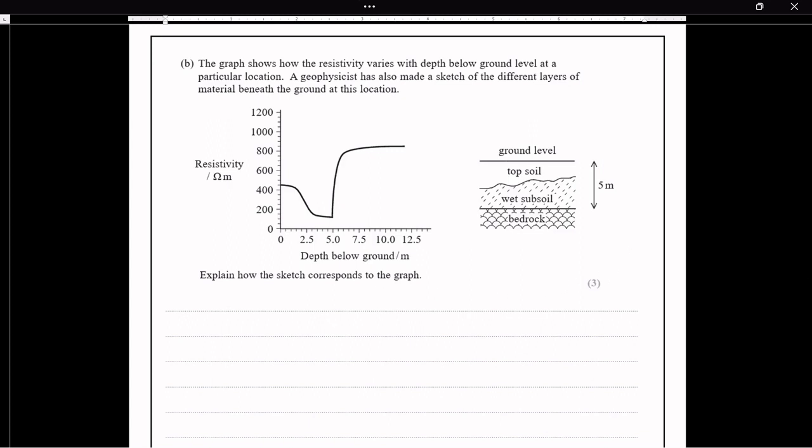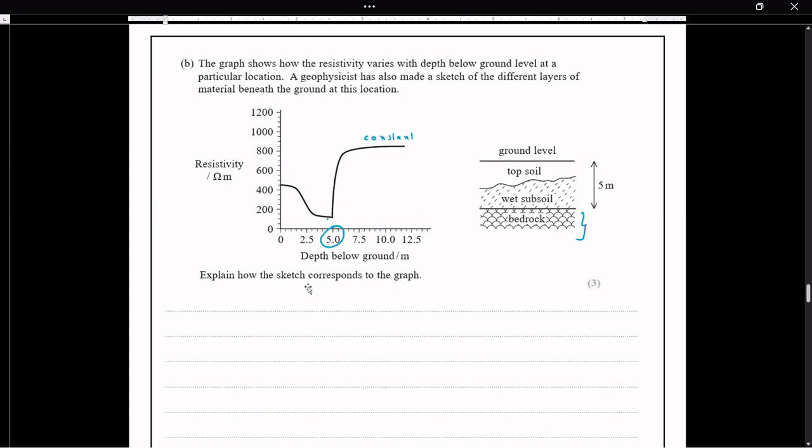So at ground level, the first layer directly under the ground is the topsoil, then the wet soil, and at a depth of 5 meter the bedrock starts, it's full of rock. And also you see that initially the resistivity is decreasing, till 5 meters, and then it increases suddenly and remains constant. Resistivity remains constant here. So these are the informations we are getting.